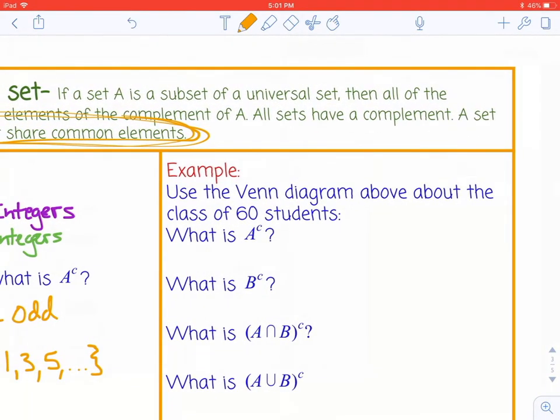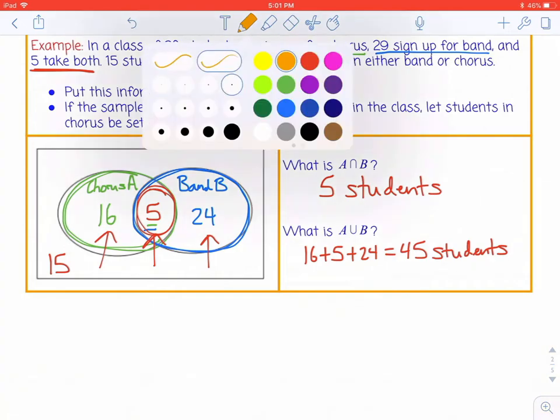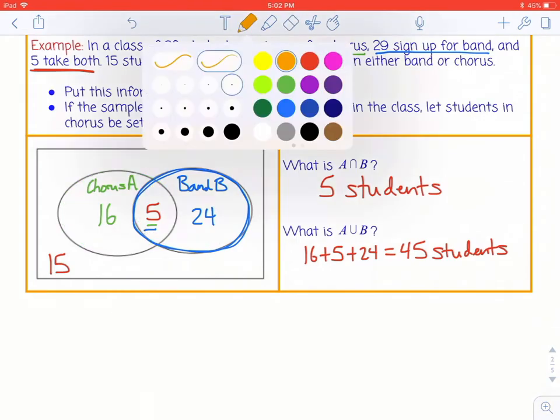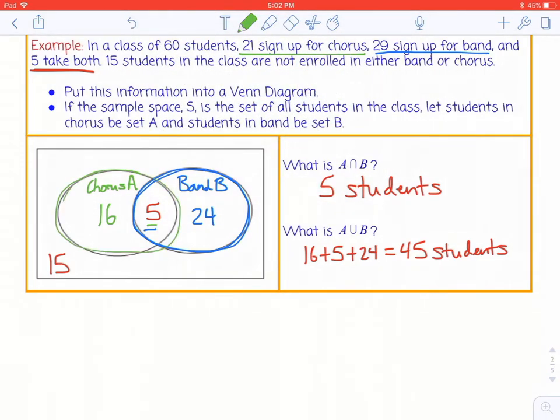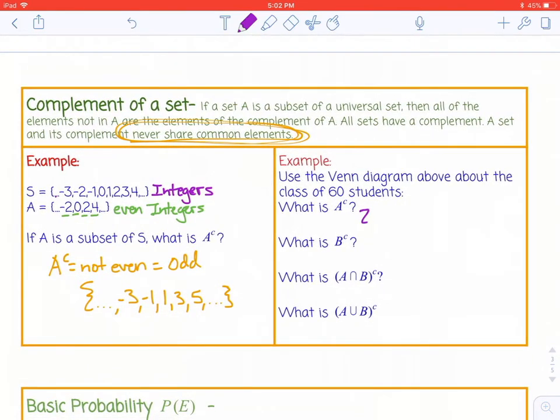Now let's look at another example using the one we wrote up above. It says use the Venn diagram above about the class of 60 students. What is A complement? Think of chorus as A. So if chorus was our A, then think of who is not in chorus. Not in chorus would be these 24 plus these 15 right here. So 24 plus 15 are all the students not in chorus, which would give us 39.